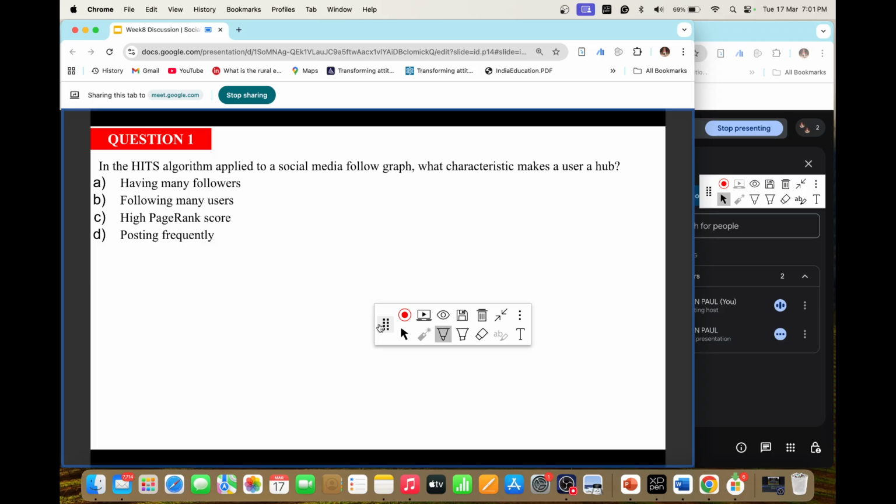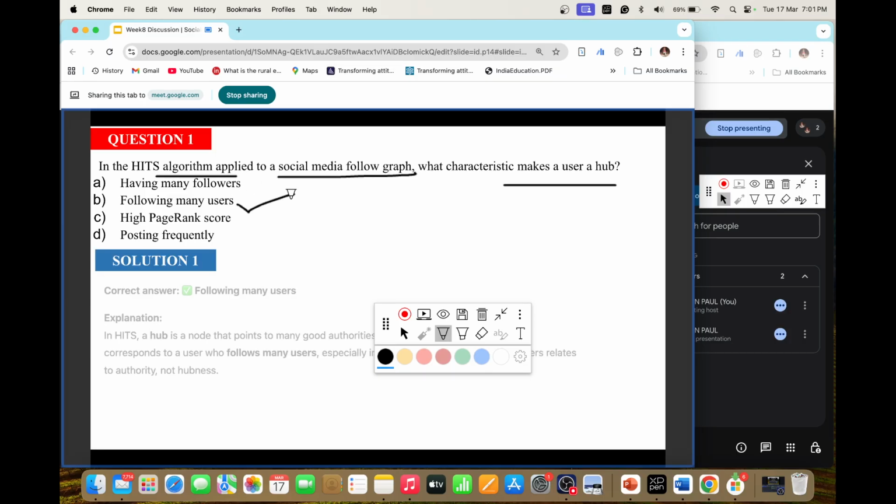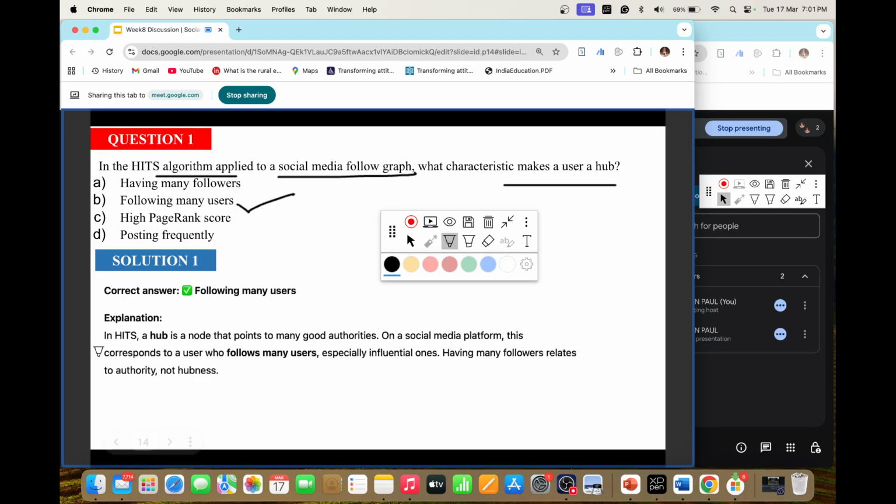Now let's move on to the question answer part. In the hits algorithm applied to a social media follow graph, what characteristic makes a user a hub? Option A, having many followers; option B, following many users; option C, high page rank score; or option D, posting frequently. So the answer here is option B, following many users. Okay, so option B is the correct answer.